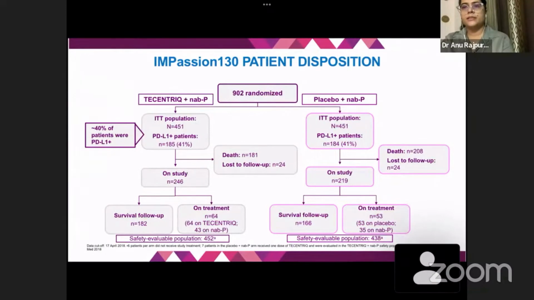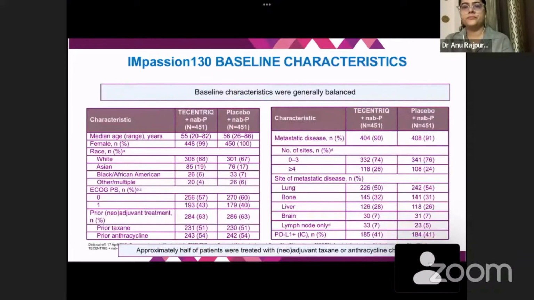So they randomized 902 patients. They divided them into 2 groups, Tecentriq plus nab-paclitaxel, and the placebo plus nab-paclitaxel arm. On study, there were 246 in arm 1 and 219 in arm 2. And they did survival follow-up in 182 patients in arm 1 and 166 patients in arm 2.